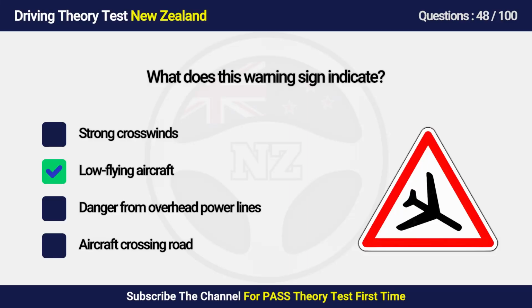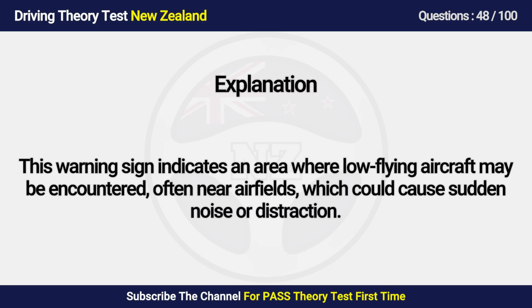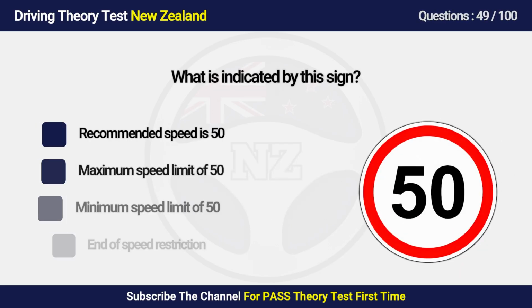Answer is B. Low-flying aircraft. This warning sign indicates an area where low-flying aircraft may be encountered, often near airfields, which could cause sudden noise or distraction. Question 49. What is indicated by this sign?